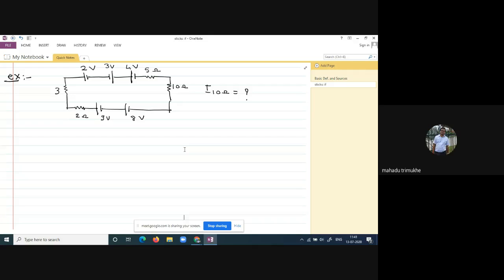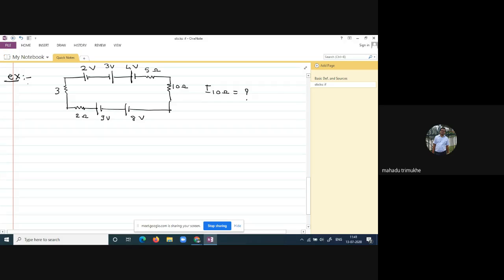0.95 ampere? 0.95 is not the right answer. Okay, 0.7 ampere. Yes, exactly. 0.7 ampere is your right answer. 0.7 ampere is the current flowing through the 10 ohm resistance.